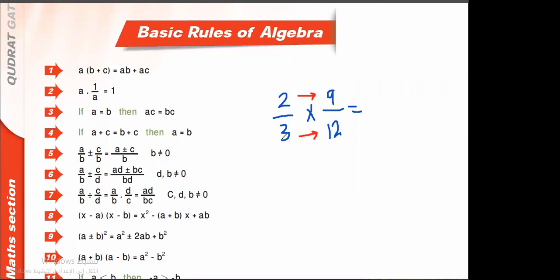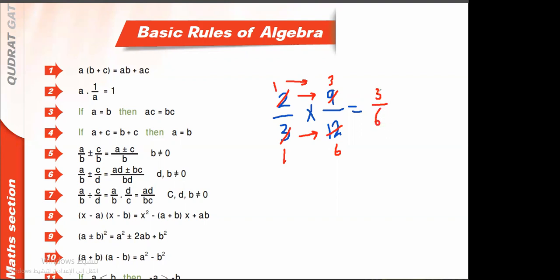But now I can simplify between 3 and 9. Yes, you divide here by 3 is 1, and 9 divided by 3 is 3, right? What about 2 and 12? Right, you can simplify here. You divide by 2, and here you divide it by 2 is 6. So now you multiply directly here. 1 times 3, it is 3, and 1 times 6, it is 6, right?